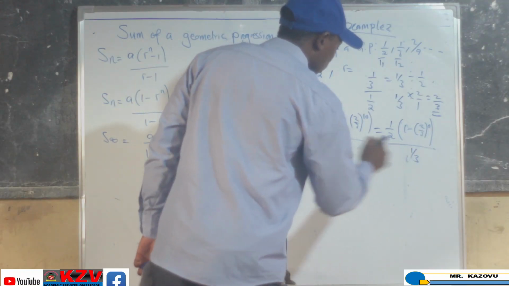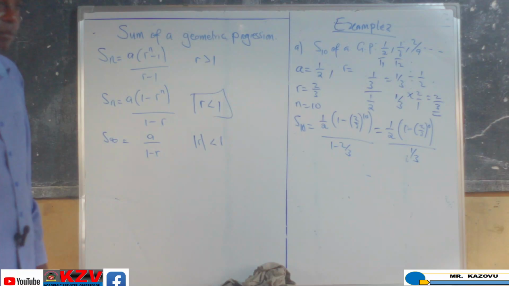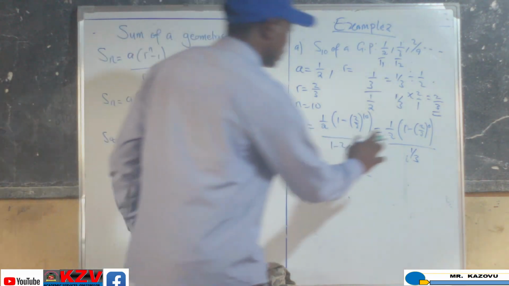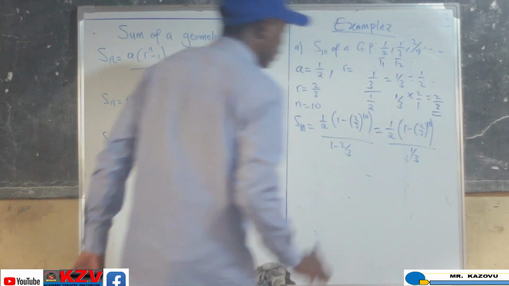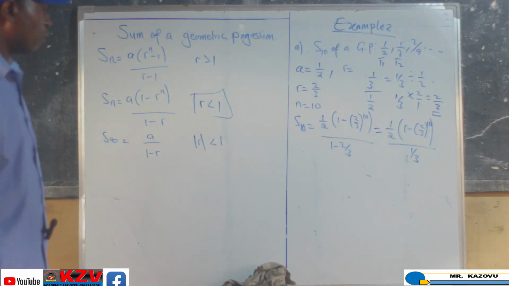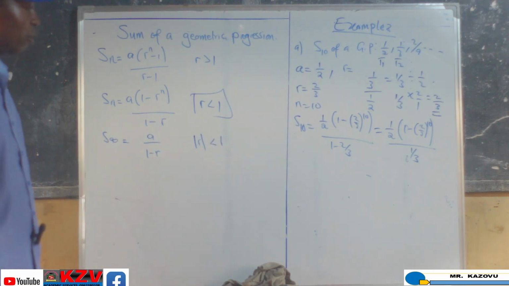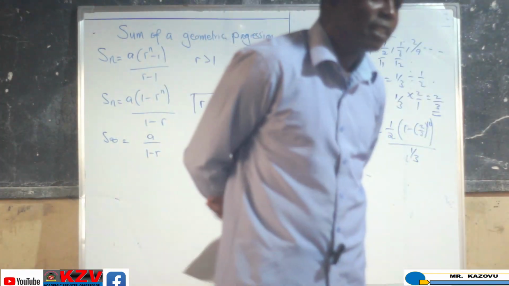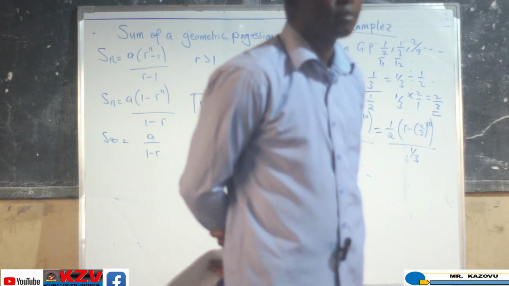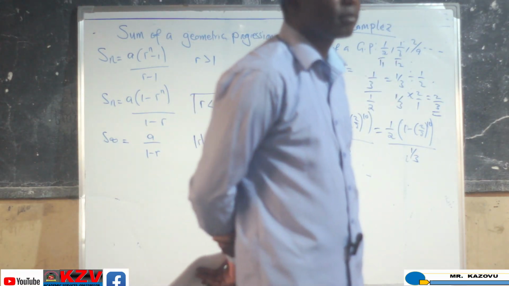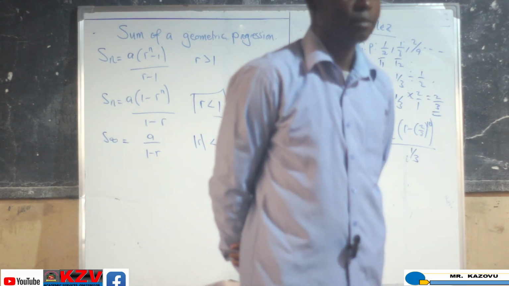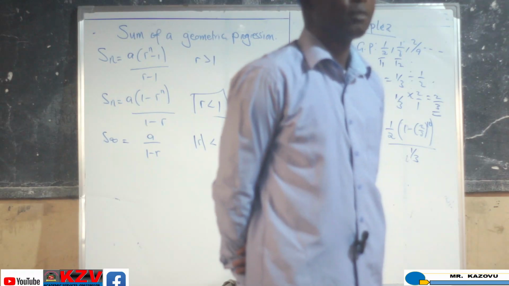1 over 3. Is it? The power 10. What do we get? 1 minus 2 over 3. What we get is... What's the answer? 0.3. No, I want the answer just as a fraction. Yes, as a fraction.